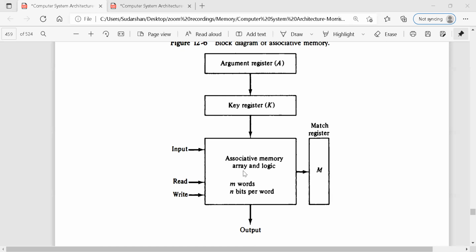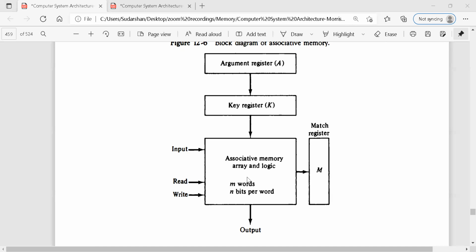Okay. Now let us come to the associative memory. You can see the bottom half of the diagram. It has got m words and n bits per word. Okay. It has got the input. So what is the purpose of input? It is for getting, let me say, values to be stored, and then the read signal and the write signal. The read signal is meant for reading the contents of content addressable memory, and the write signal is meant for the writing purpose.